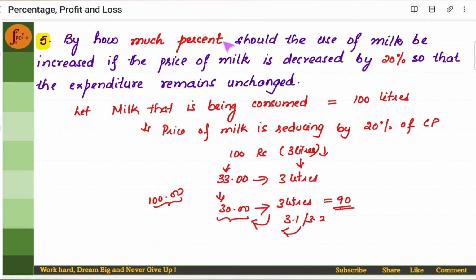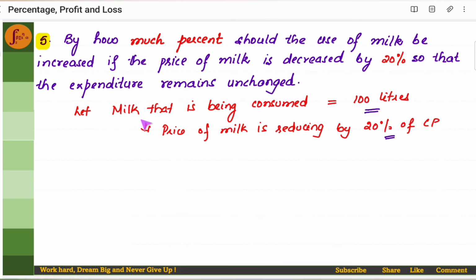Now this is what they're asking in the problem. What should be the amount of milk? How much milk should be used so that the expenditure remains unchanged? So let's assume that the milk quantity be 100 liters.